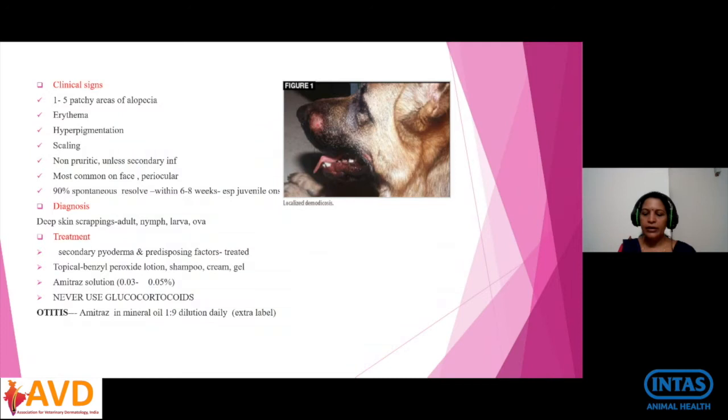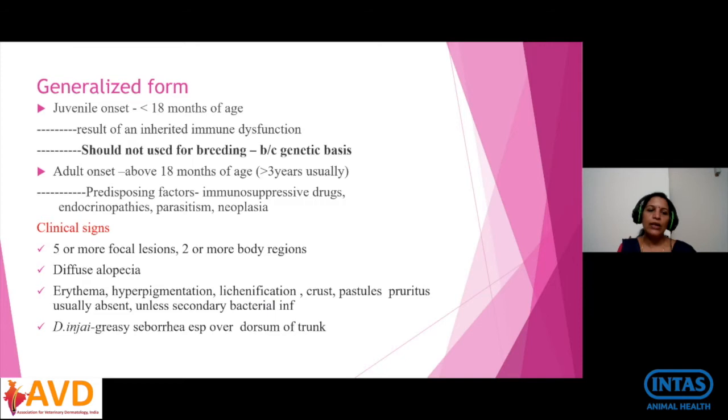Generalized form, there is juvenile form as well as adult onset. Juvenile form is mainly seen in less than 18 months of age. That mainly occurs due to inherited immune dysfunction. Any immune deficiency can lead to the juvenile form, and those dogs should not be used for breeding. Generalized form dogs should not be used for breeding because they have a genetic basis. And adult onset is above 18 months of age, usually about 3 years of age.